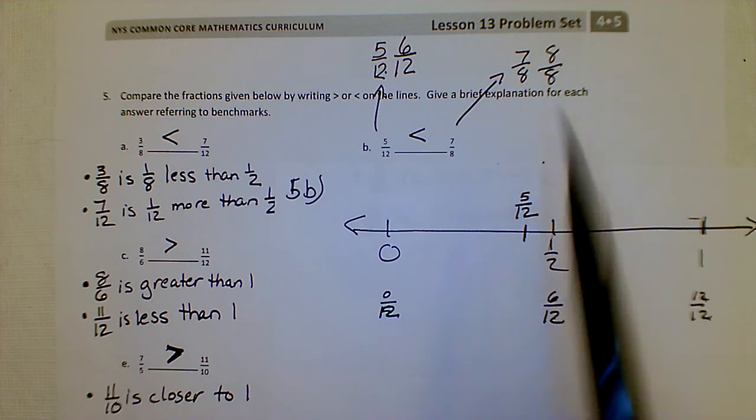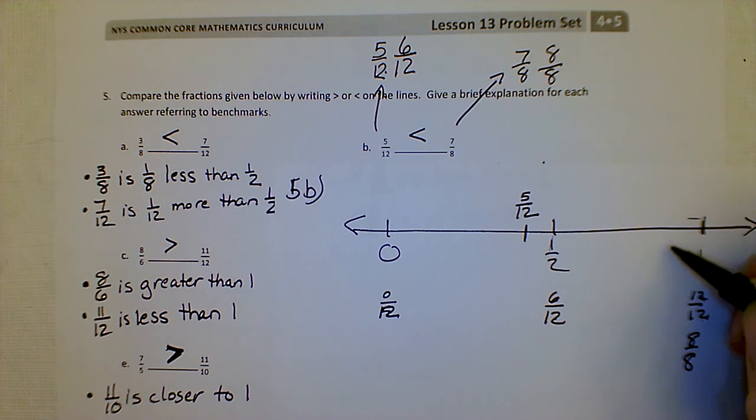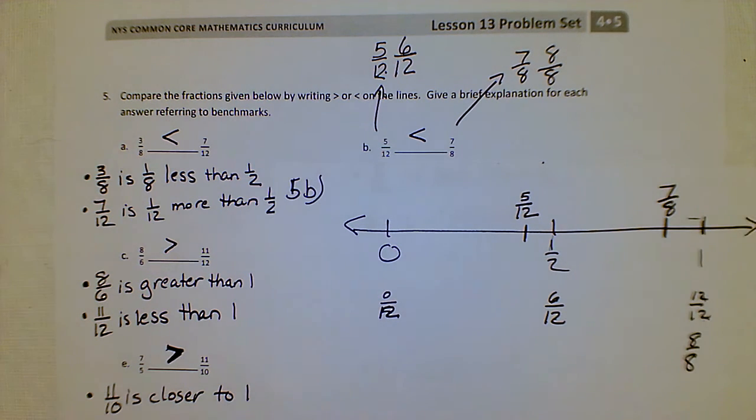And then 7/8, similarly, I know this is 8/8. So I know that 7/8 is going to be really close to that. So if I'm doing my 8ths, this would be about where 7/8 is. And so 7/8 is just a little bit less. So now you can see 7/8 is definitely bigger than 5/12.